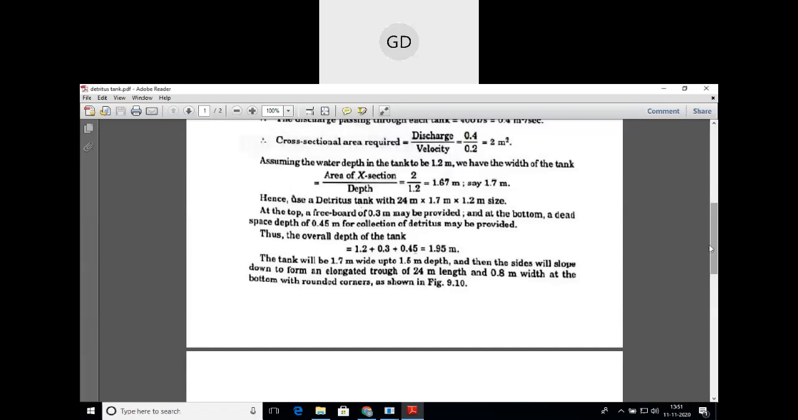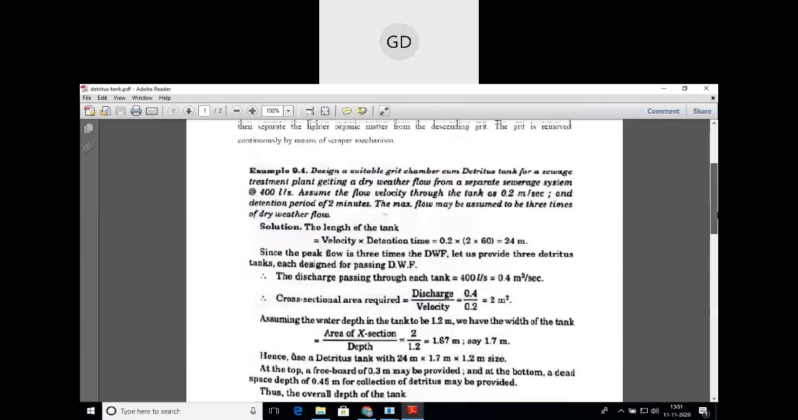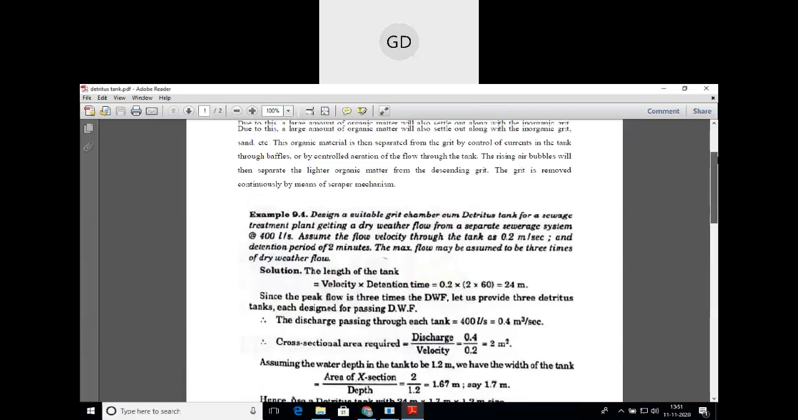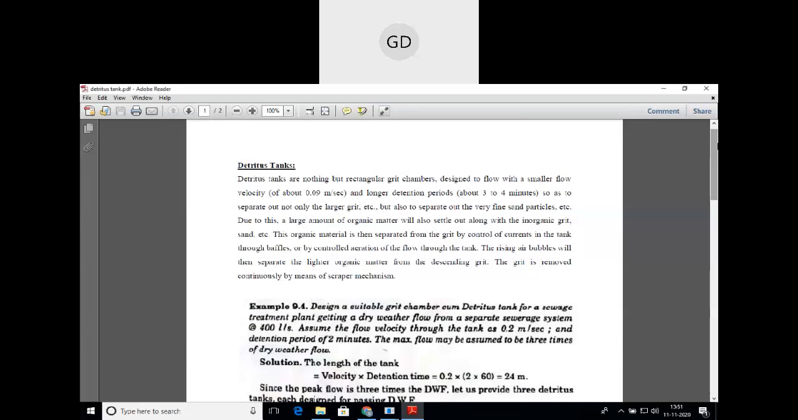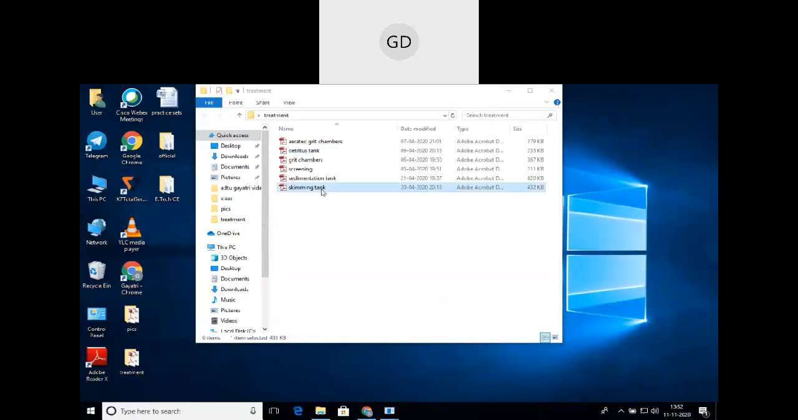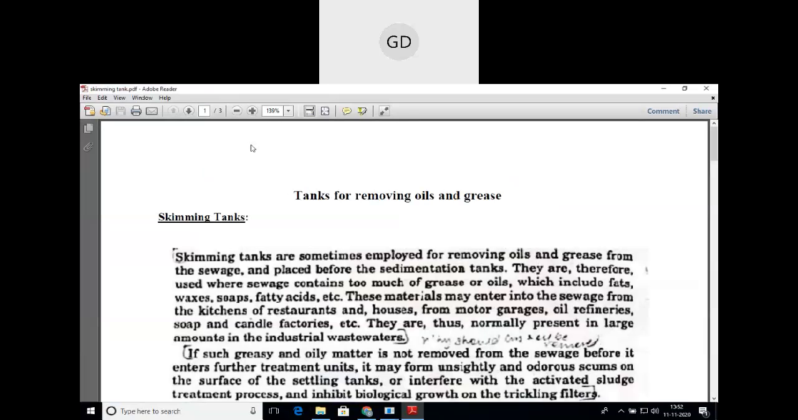So your detritus tank, the main aim is what? It is required for removing the grit, and it has a detention period of about 3 to 4 minutes, and a flow velocity of about 0.09 meter per second. Then after your detritus tank, your next is the skimming tank.